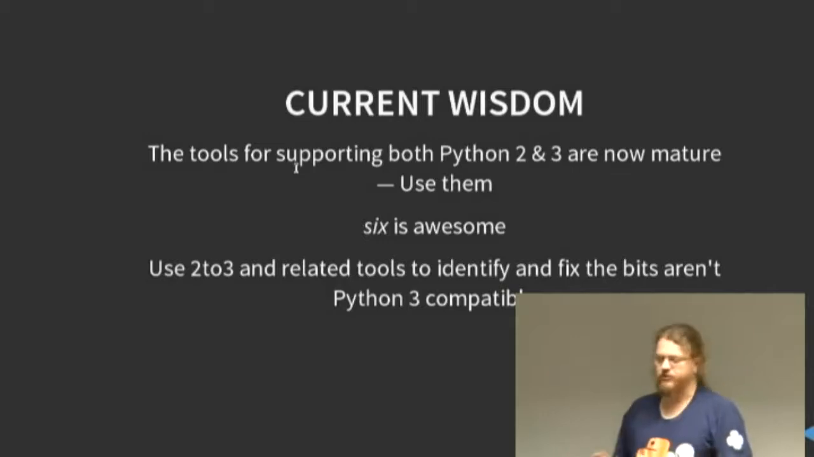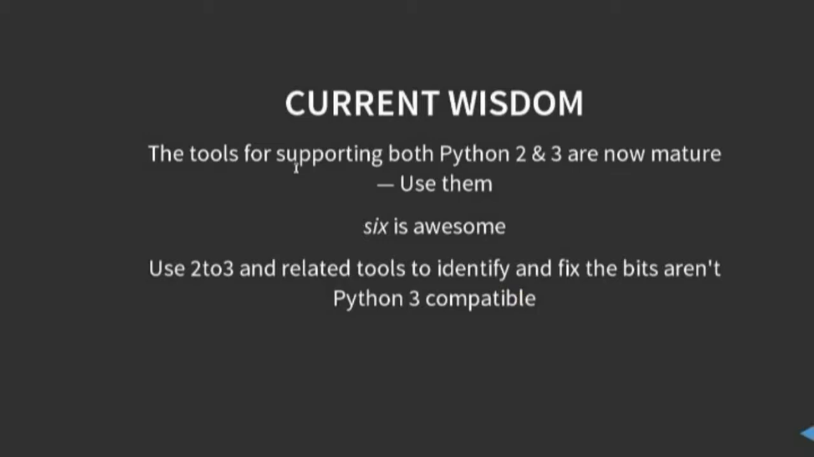2to3 and related tools are great for identifying problems and bits that you'll need to fix, but don't use those to fix the code. Better tools are things like Modernize or Futurize, which both try and convert your code to something that's compatible with 2 and 3. Which you use depends on quite what you're doing and your taste and, well, personal opinion.